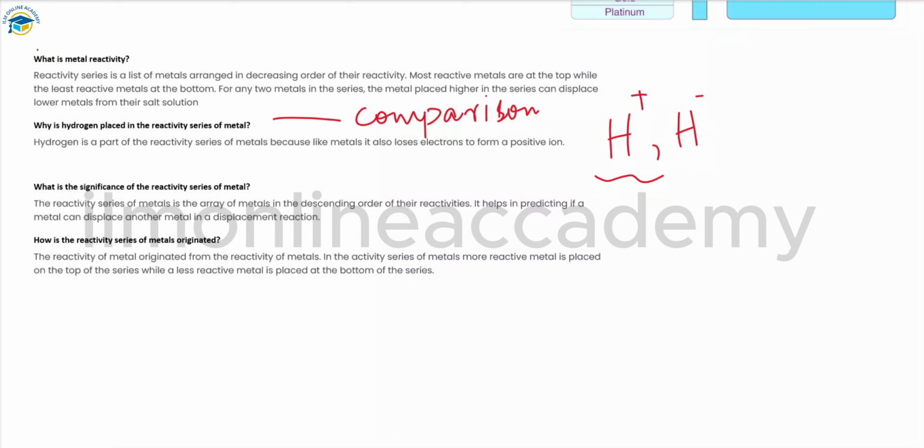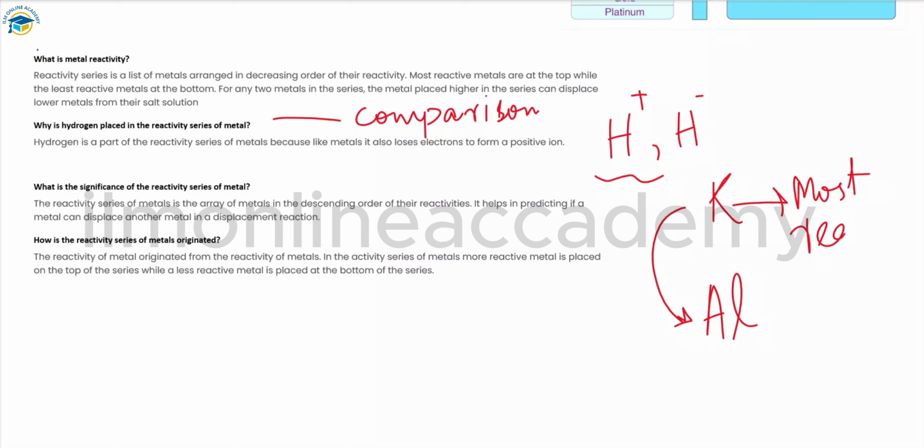Next, what is the significance of the reactivity series of the metals? The reactivity series of the metals is just the arrangement of the metals in the descending order of their reactivities. It will help us to predict if a metal can displace another metal in a displacement reaction or not. Like potassium is present on the top, and potassium is more reactive as compared to aluminum. So potassium can easily replace the aluminum in any solution or any salt, any compound, because potassium has more reactivity.